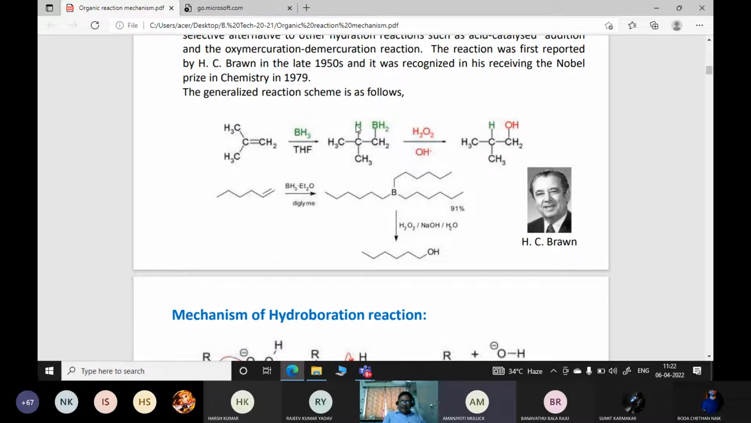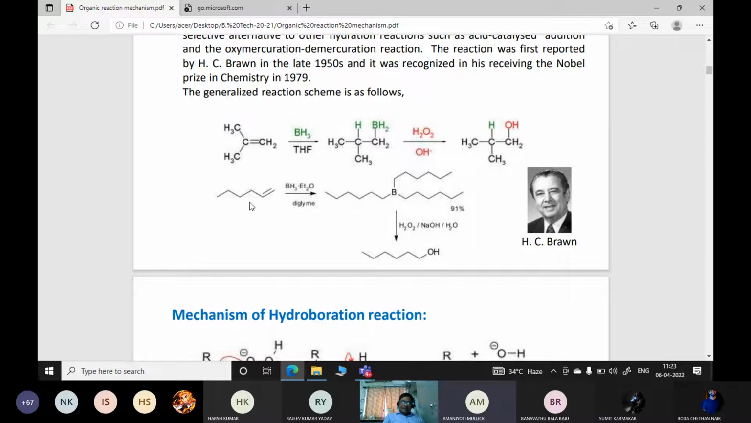Now you have to hydrolyze this one. In the first step, the hydrolysis can be done in the presence of hydrogen peroxide and sodium hydroxide. Sodium hydroxide is a base that abstracts one proton from hydrogen peroxide, and it forms a peroxy anion. That peroxy anion attacks the boron. I will show you in the next step the mechanism of how it hydrolyzes, and ultimately after hydrolysis we get the alcohol with the OH group attached at the sterically less hindered position. This is not new, but what you have learned in 11-12, which I have recapitulated.